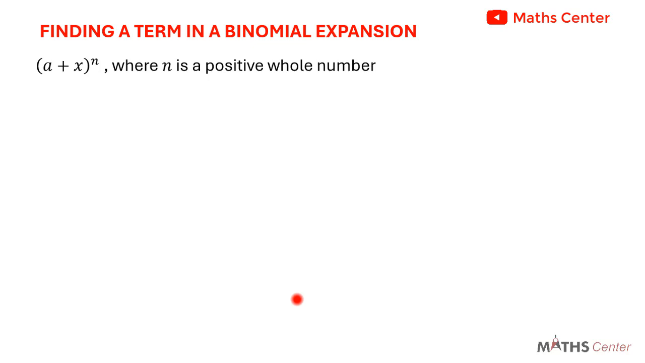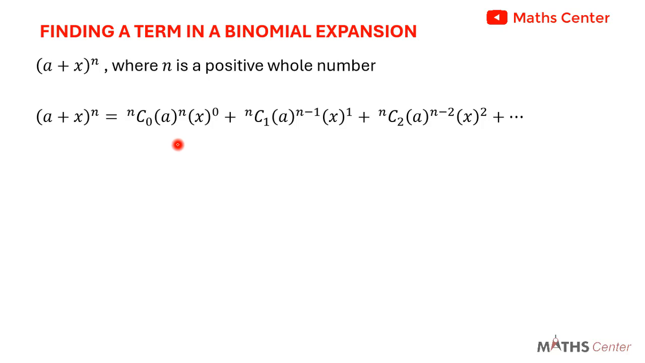We have learned that if you have a binomial expression of the form (a + x)^n, where n is a positive whole number, then by using the binomial theorem, the expansion will be nC0 a^n x^0 + nC1 a^(n-1) x^1 + nC2 a^(n-2) x^2, and the order continues on and on.